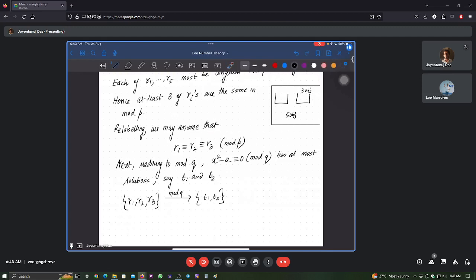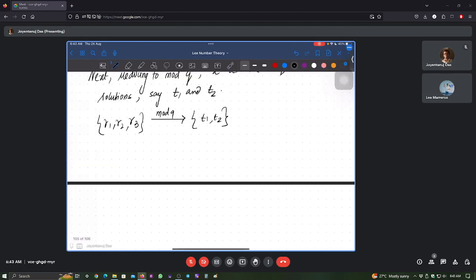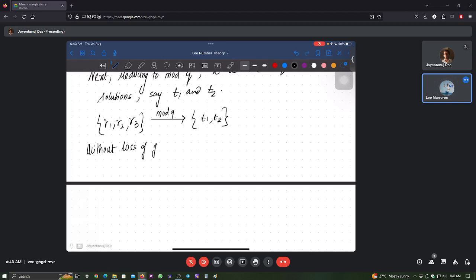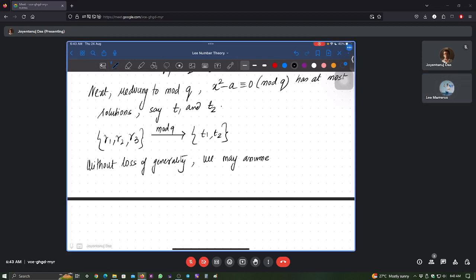Without loss of generality, we can assume that... You're saying each box will have at least two? Not each box. At least one box will get at least two of them. Right. At least one of the boxes will have two.